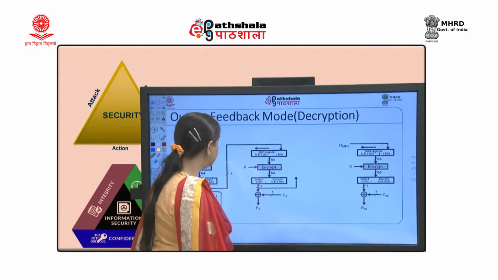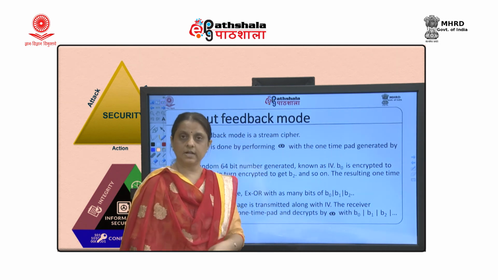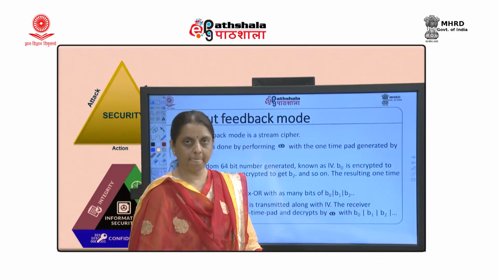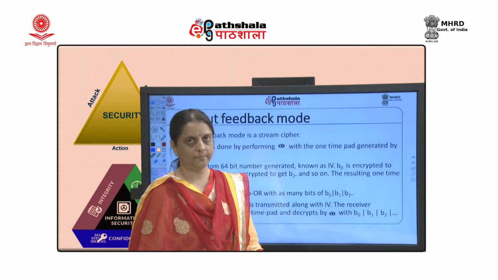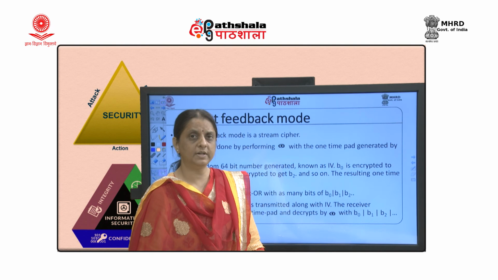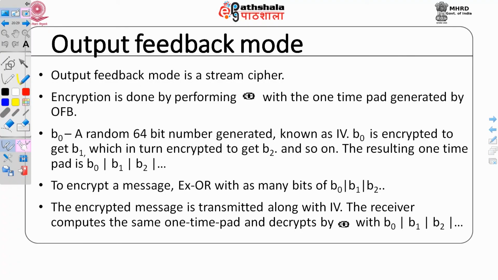Now, what are the advantages and disadvantages of the output feedback mode? The first thing, output feedback mode is a stream cipher. We have seen the distinction between block cipher and stream cipher. A block cipher says you have to input 64 bits at a time and the output would be 64 bits at a time. In a stream cipher, we feed 64 bits, the processing would be done bit by bit and the output would be bit by bit. That means the first bit would be output, then the second bit, then the third bit, not the whole block at the same time.